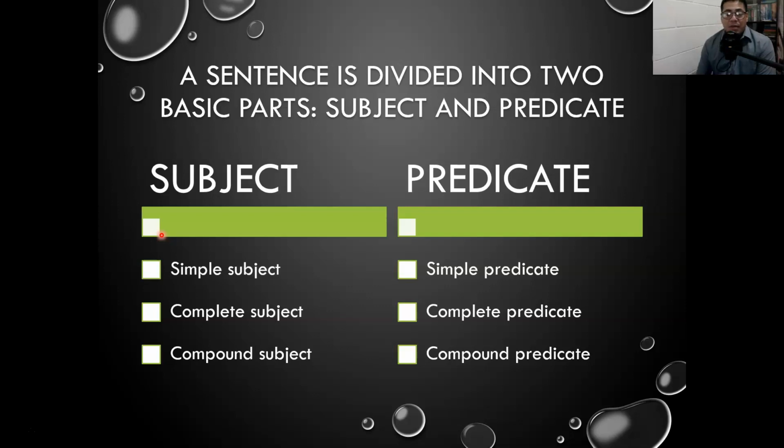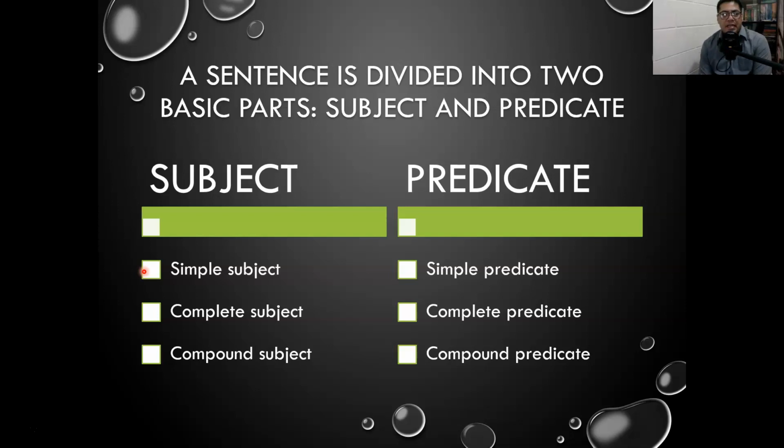And as you may see in the presentation, we have three different kinds of subject. We have a simple subject, a complete subject, and a compound subject as well. And just like mirror images of the subjects, we have the predicates. We also have three, and they are named basically in the same way. They are the simple predicate, the complete predicate, and the compound predicate. Okay?